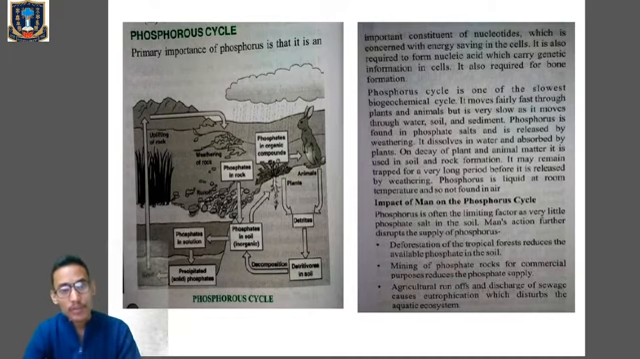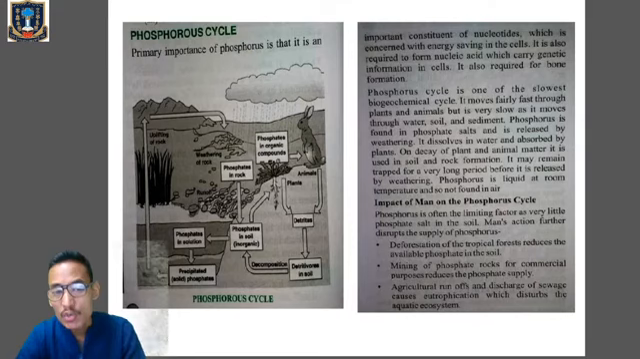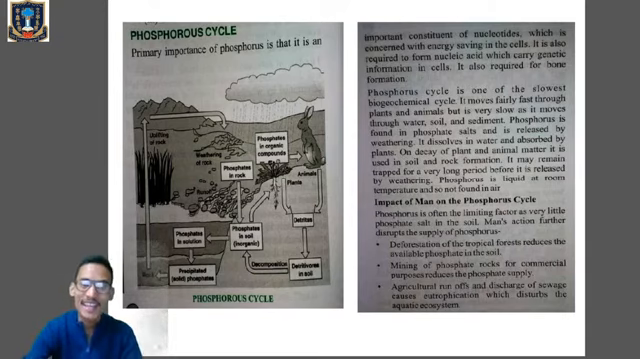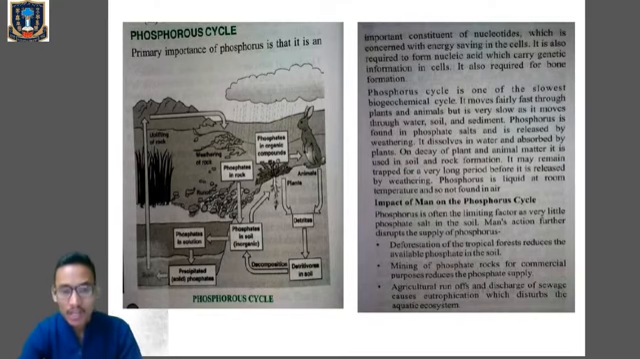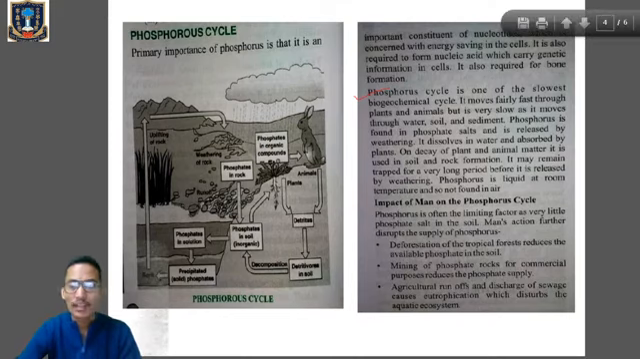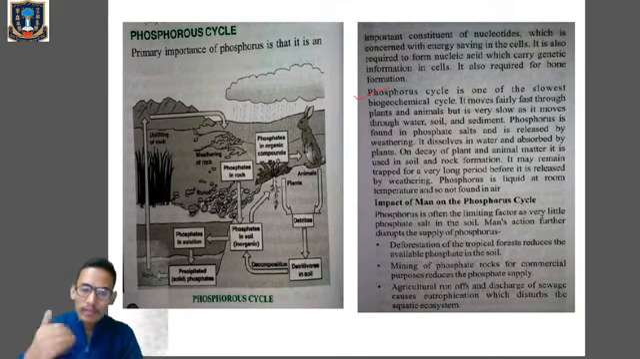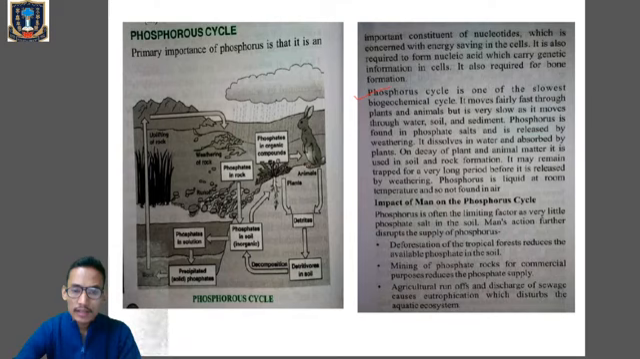So phosphorus is one of the most essential components of this nucleotide. It is also essential for the formation of nucleic acids, because it will form the backbone of nucleic acids or DNA. Okay, the phosphorus cycle is one of the slowest biogeochemical cycles. It moves very fast through the plants and animals, but it is very slow as it moves through the water, or let's say through the soil or through the sediment.